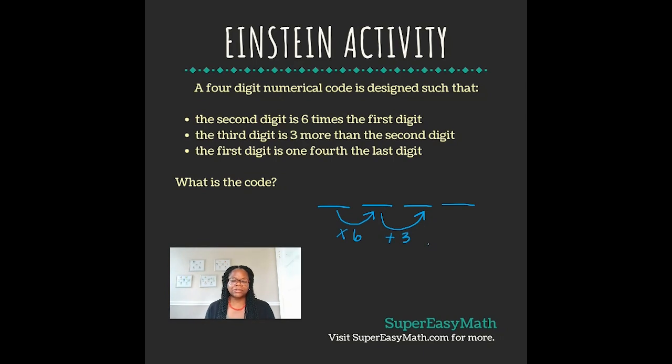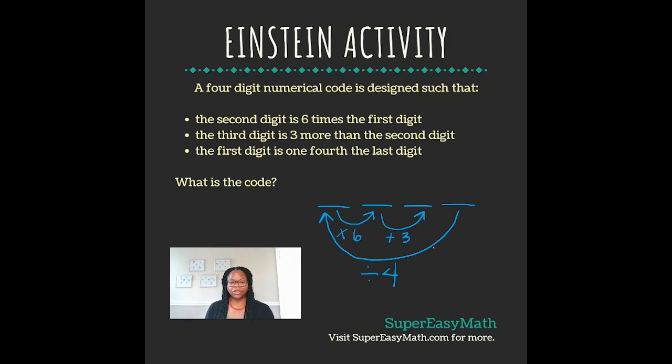And our last clue tells us that the first digit is 1/4 of the last digit. So you can think of that as taking the last digit and dividing it by 4, and that would give us the first digit. Or you can take the first digit and multiply it by 4 to get the last digit. Either way will work. I'm going to say divide by 4 and starting at the 4th space.